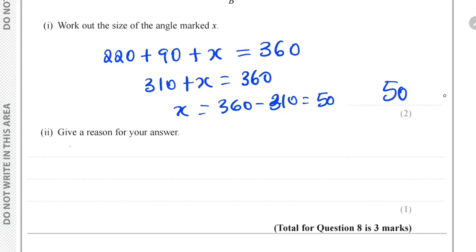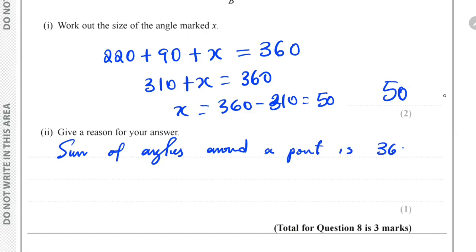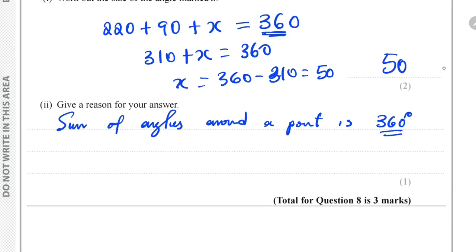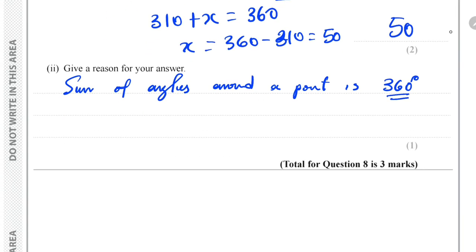So you can say the sum of angles around a point is 360 degrees. Hence, this conclusion here, right? So it's very important. So you have 3 marks, and it's a very simple question to work out, right?